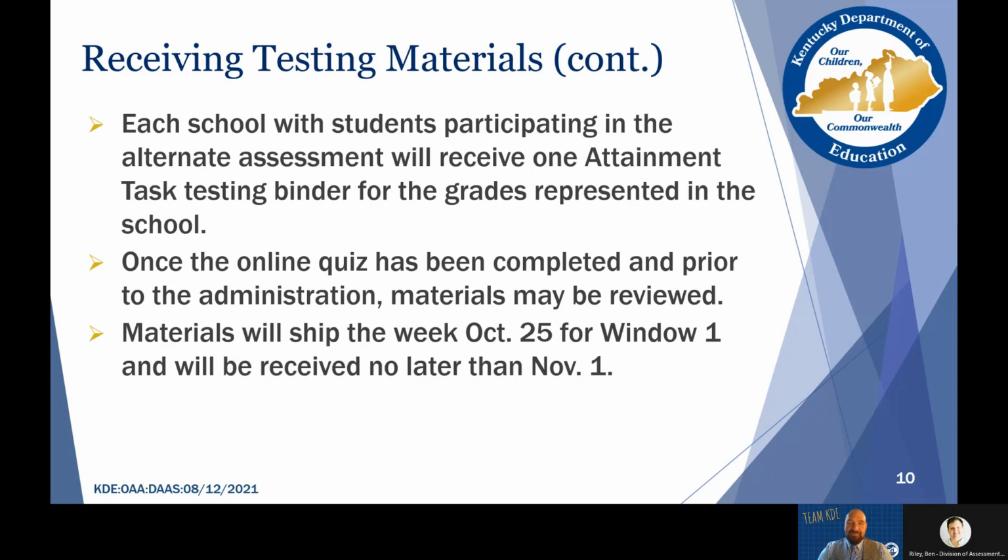Each school with students participating in the alternate assessment will receive one attainment task testing binder for the grades represented in the school. Once the online quiz has been completed and prior to the administration, materials may be reviewed. Materials will be shipped the week of October 25th for Window 1 and will be received no later than November 1st.